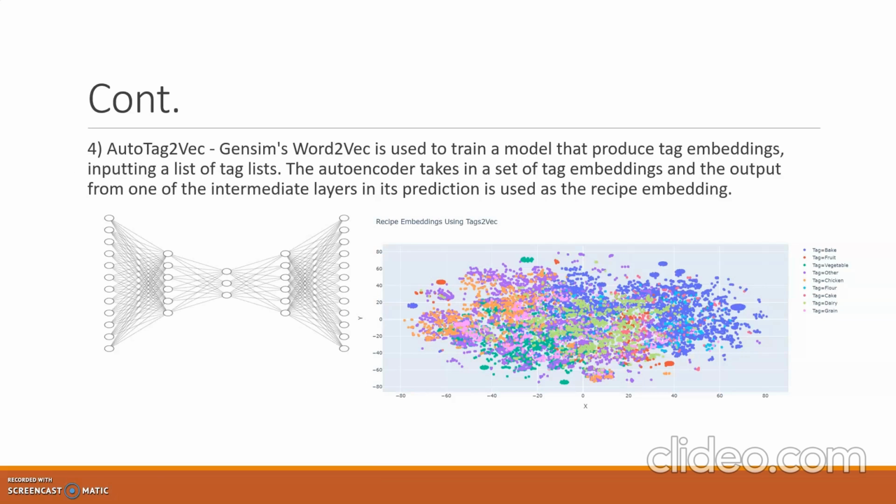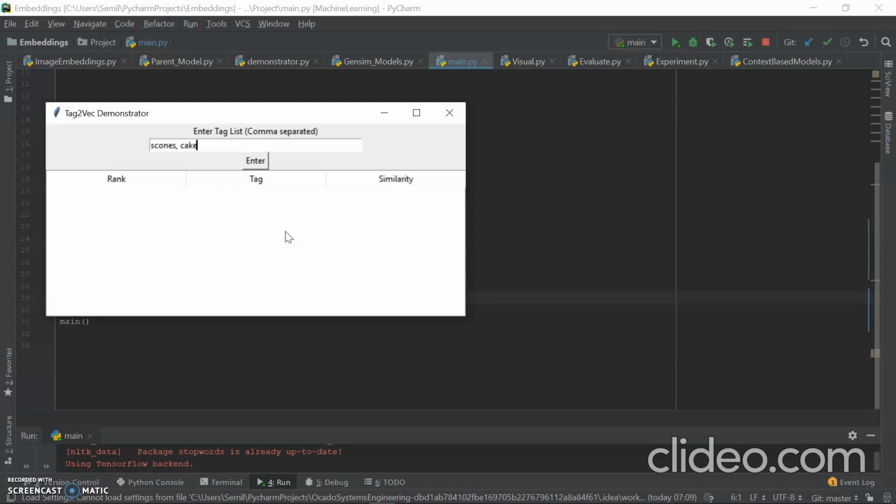We fed in lists of tag lists into the Gensim word2vec model, and that would give us tag embeddings, and we had to find a way of converting from tag embeddings to multiple recipe embeddings, and we decided to use an autoencoder. That autoencoder would take in a set of tags, and then the output from one of the intermediate layers, for example out of here, would be taken as the recipe embedding for that set of tags. I've also created a tag demonstrator that takes in a set of tags and gives us the top 10 similar tags.